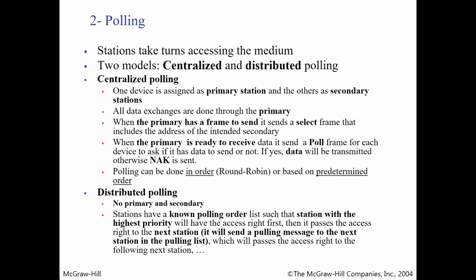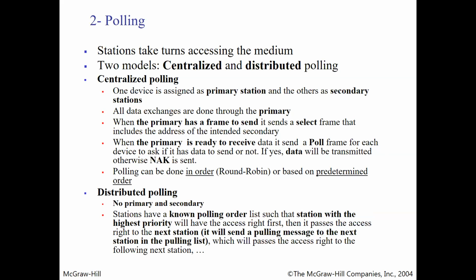Coming back to distributed polling technique, like I said, this is more like a peer-to-peer communication where you don't have a concept of master slave or primary secondary, which means any station can send data to any other station. However, what is required is that there has to be a certain polling order. Okay, so either that order could be round robin, first followed by second, followed by third, followed by fourth, and so on. Or it could be a predetermined polling order wherein the station with the highest priority will always have the access to transmit first.